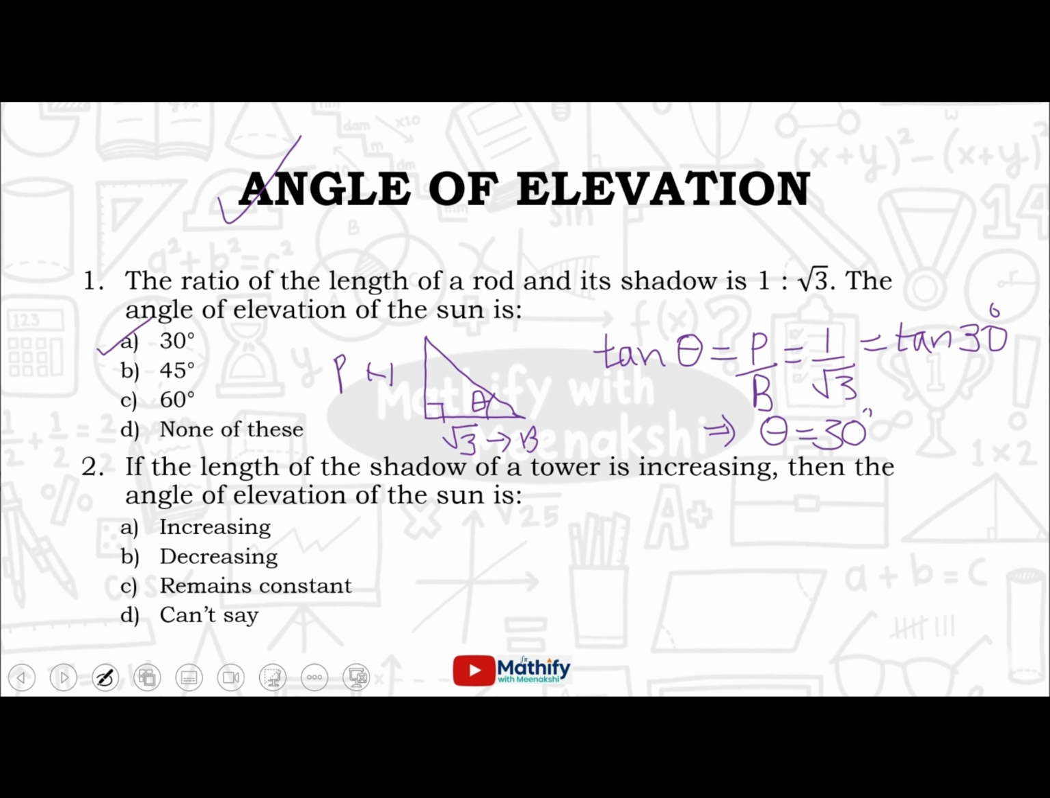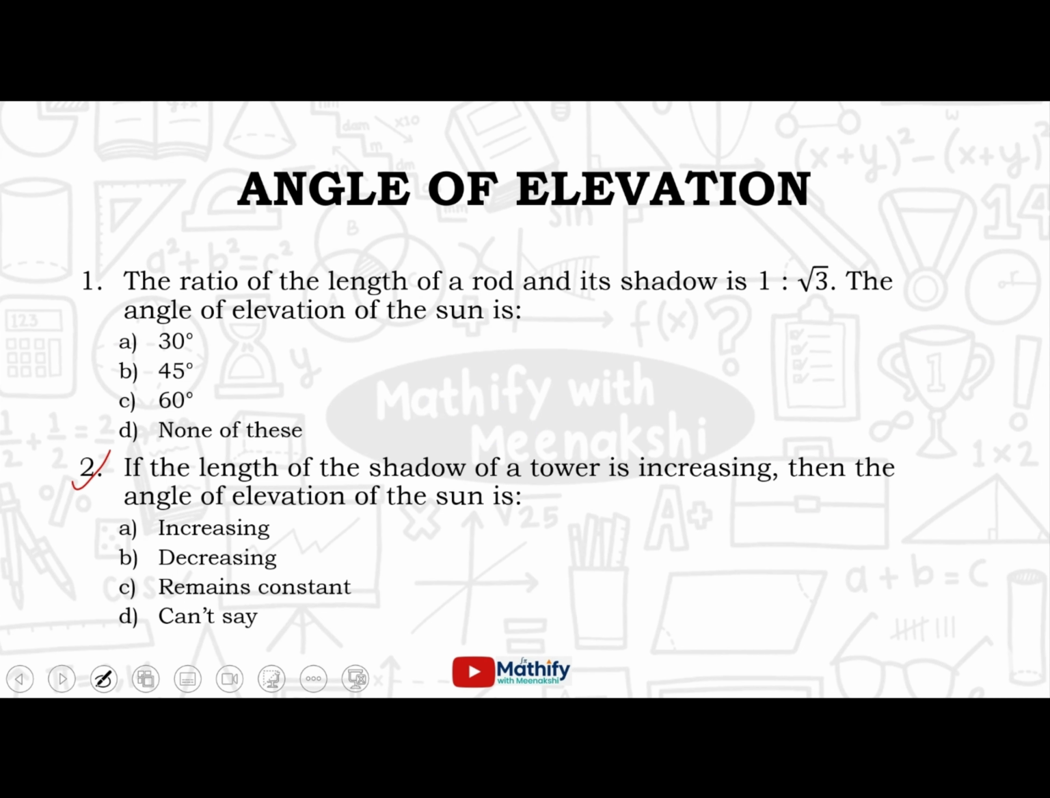Let's move to second question. If the length of the shadow of a tower is increasing, then the angle of elevation of the sun is. Here you should know one thing, that whatever is not given to you, that is fixed. That means the length of the tower is fixed.